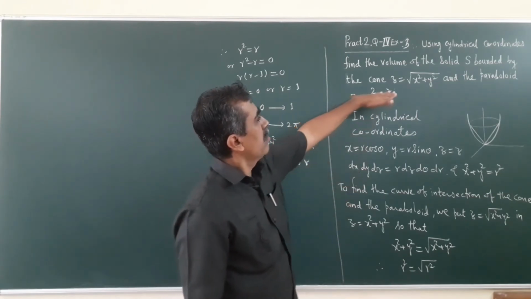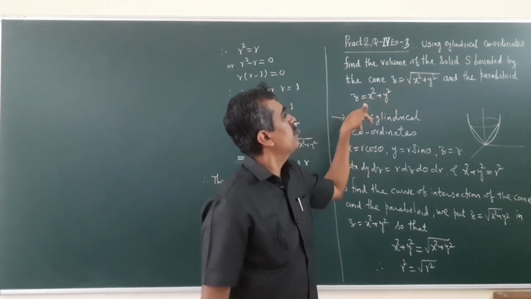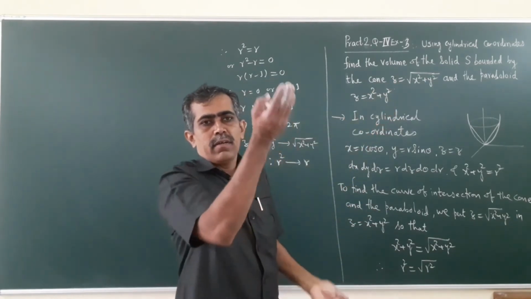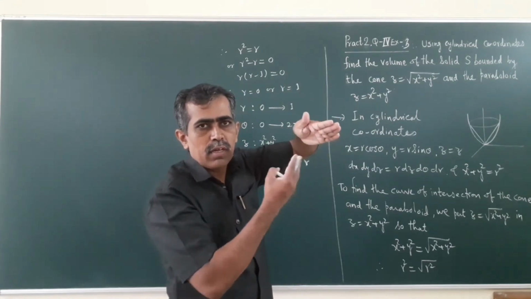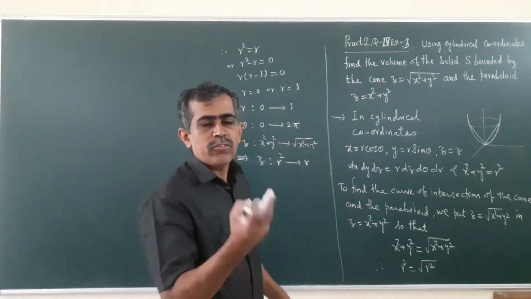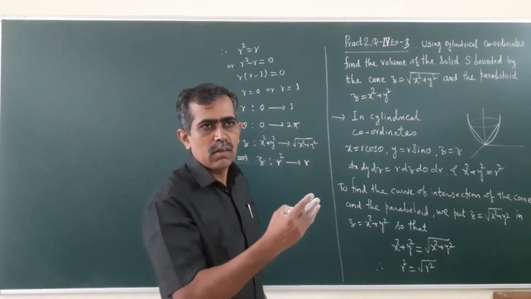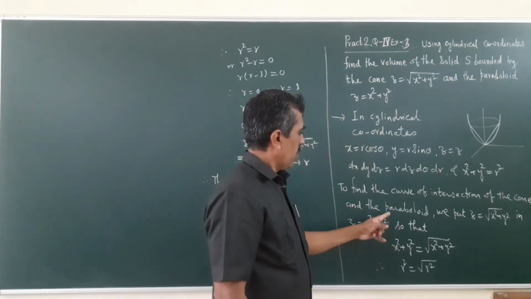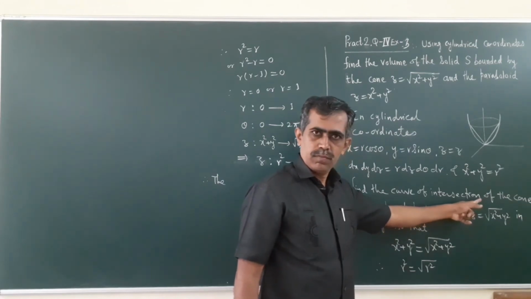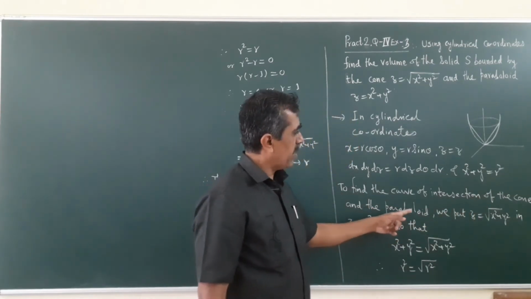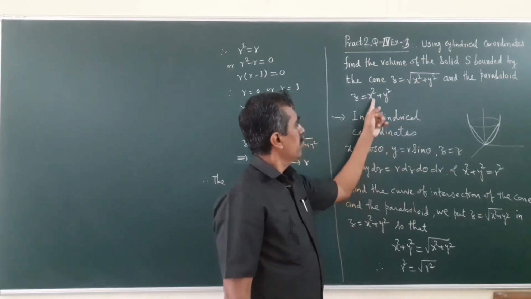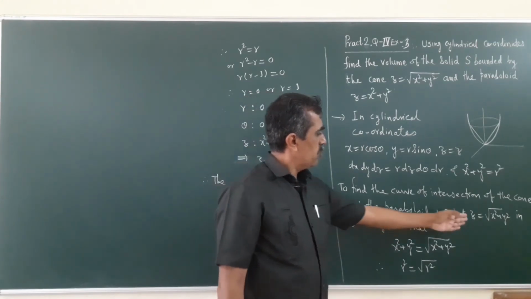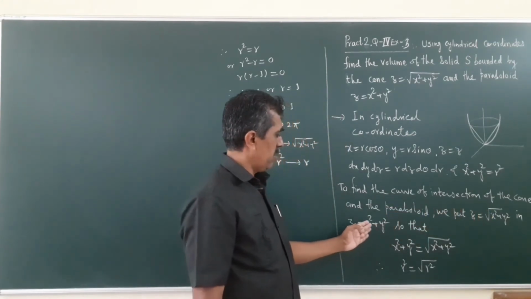Now, to find the curve of intersection of these two solids, the paraboloid and the cone, we have to find the cross sectional curve in which these two solids intersect. So what we do is we put z equal to under root x square plus y square in z equal to x square plus y square.